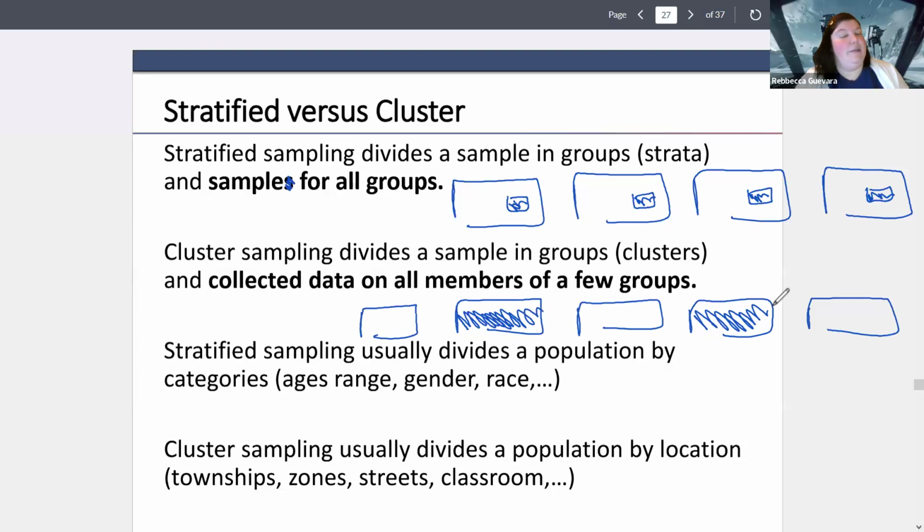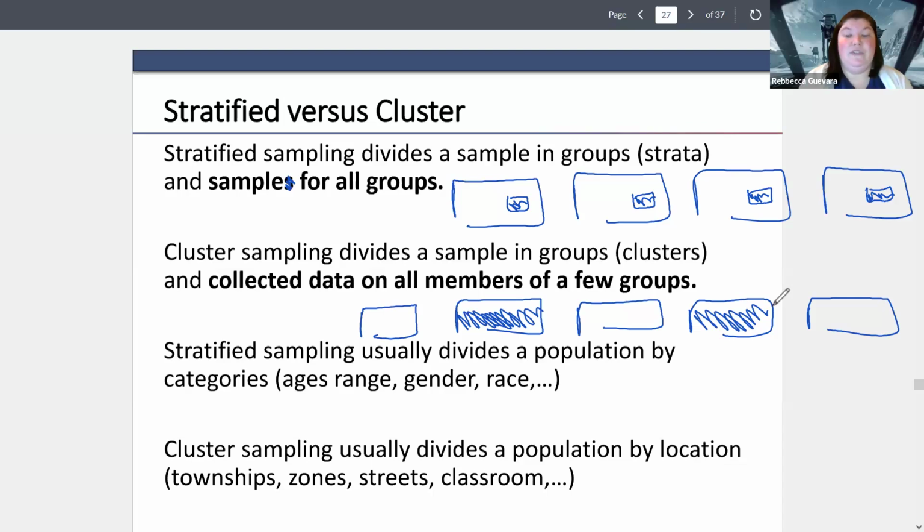And they do have an impact on the kind of data that we get. A stratified sample is probably a little bit better because we're getting something random. But cluster, it's random, but we're randomly sampling whole areas, and there could be differences between those whole areas. Stratified sampling also usually divides the population by a category, such as age ranges, gender, religion, race, income levels, things like that we use to divide the population.